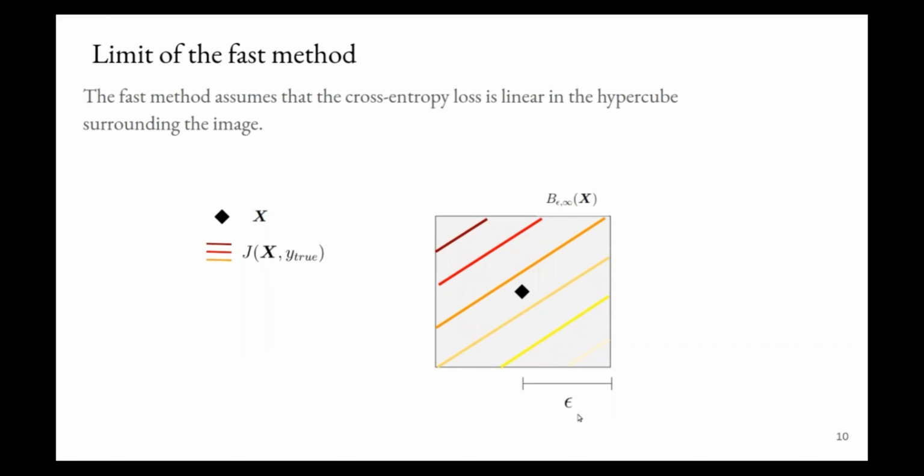The main assumption of the FAST method is that the cross-entropy loss is linear inside of this hypercube surrounding the image. Here, plotting the level curves of such a linear function, we see that if we want to maximize it inside this neighborhood, we are obviously going to end up at one of the 4 corners. Basically, this justifies using the sign of the gradient to get the direction, and we go an epsilon step in each direction to end up at one of the corners. And this generalizes to higher dimensions. However, the assumption that the loss is linear is a very strong one, and it's going to be relaxed.